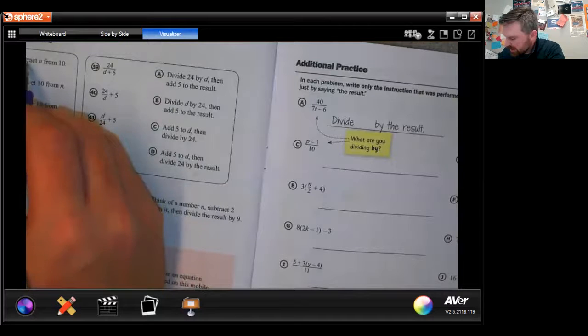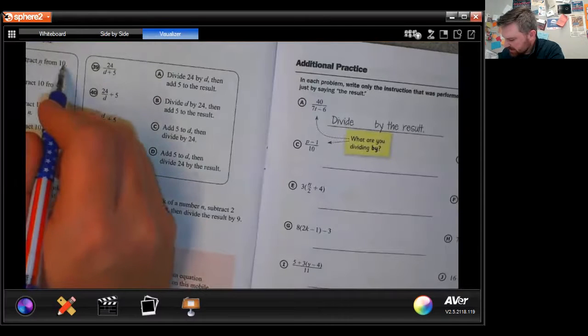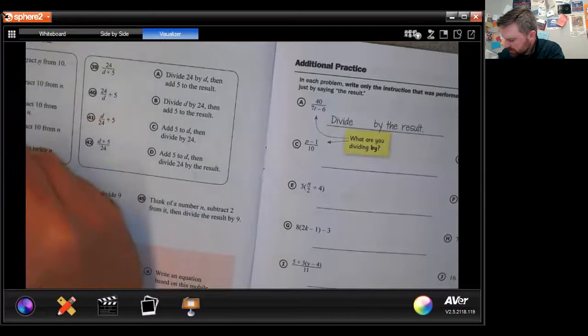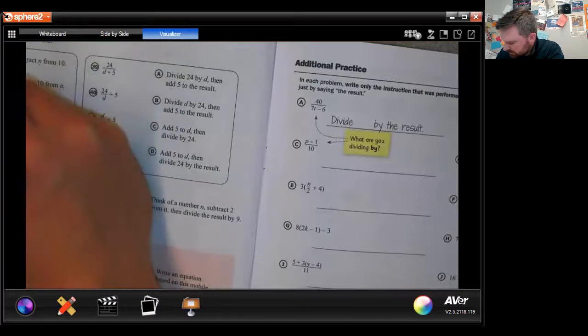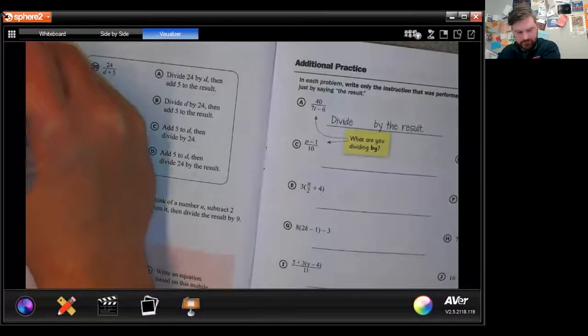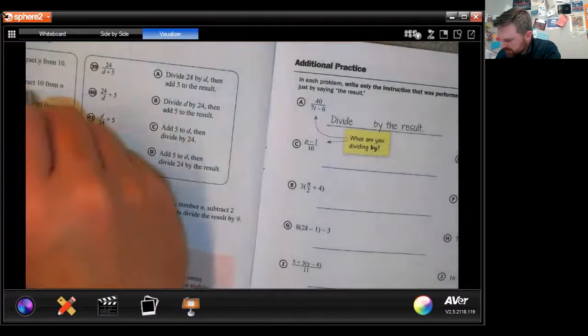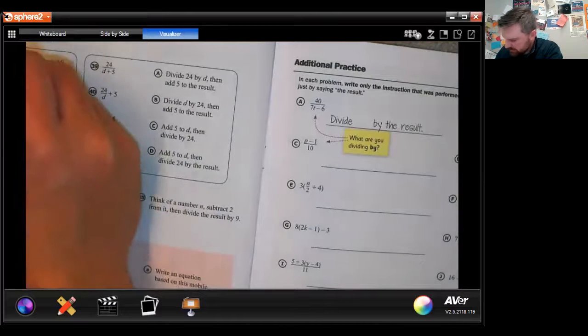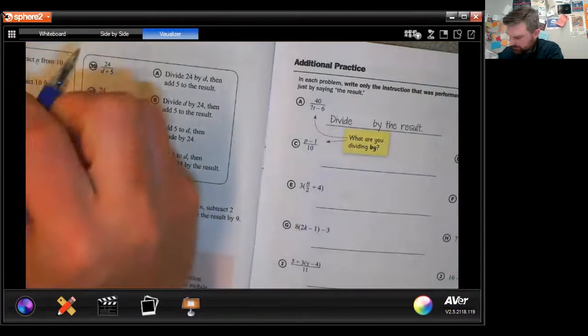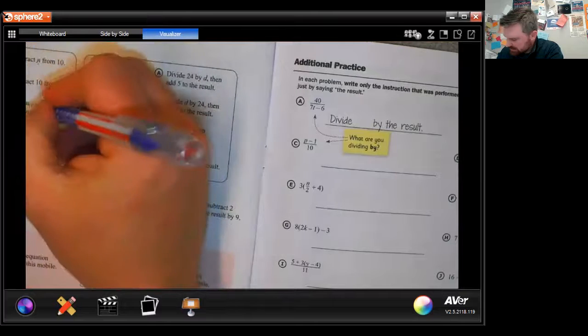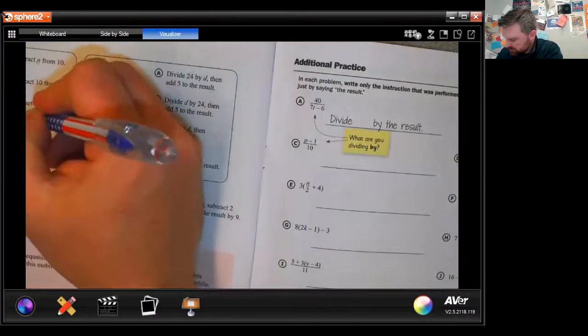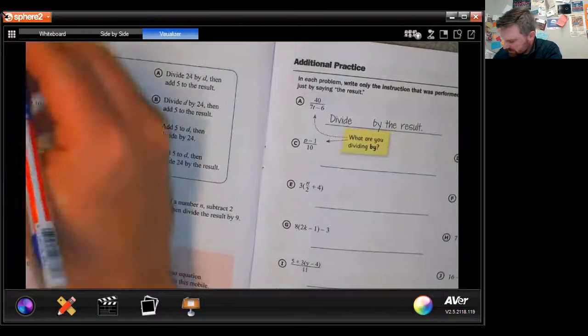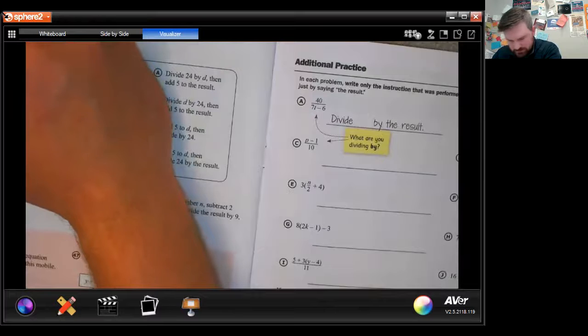So subtract n from 10. So that would be 10 minus n, okay? So this is A. Subtract 10 from n, so that's n minus 10, so right there. So B. Subtract 10 from twice n, so twice n minus 10, so this is C.